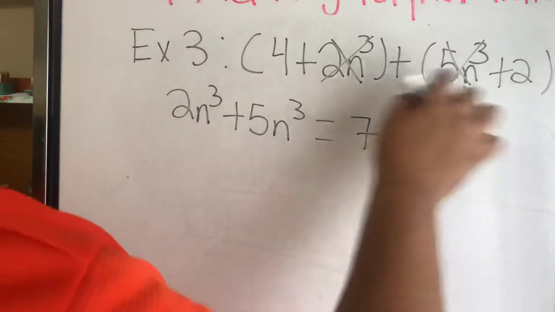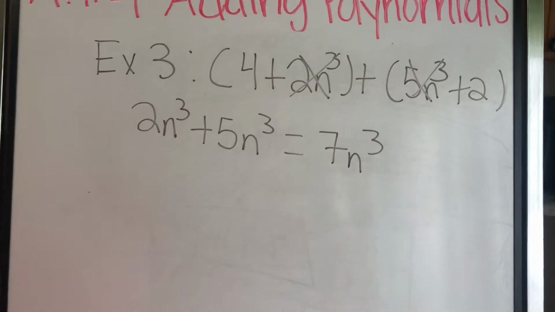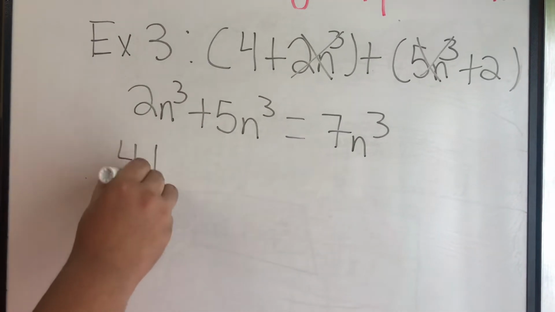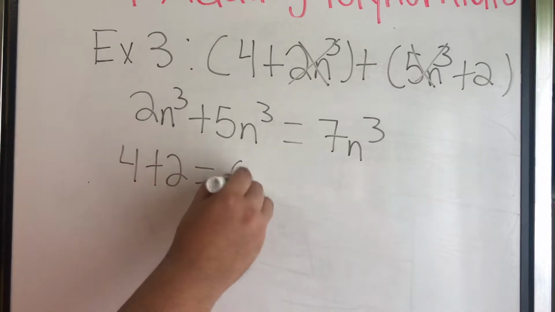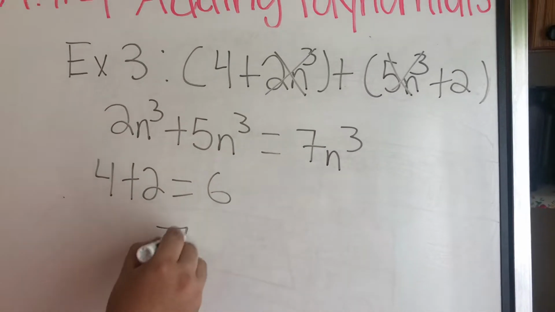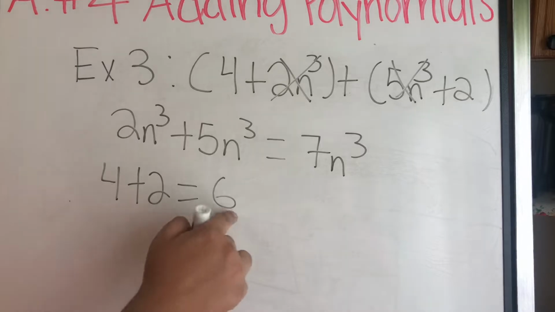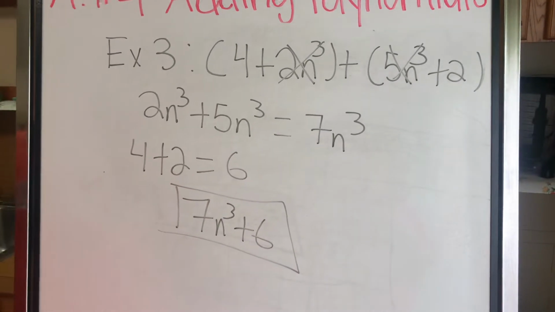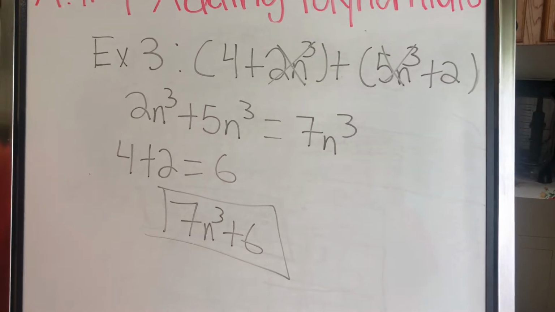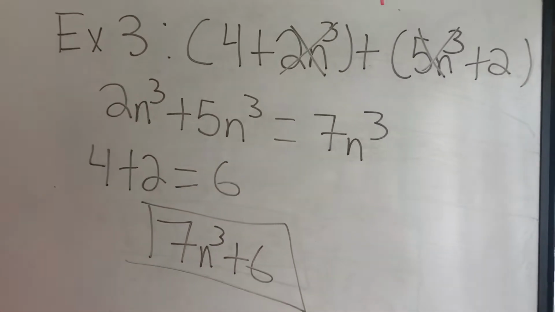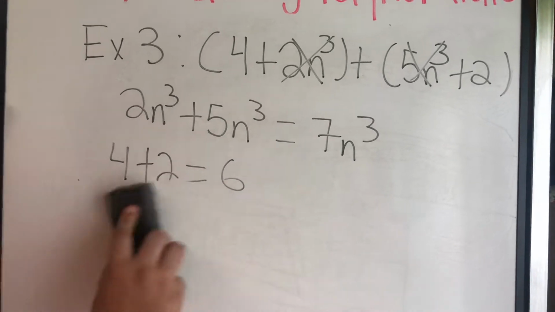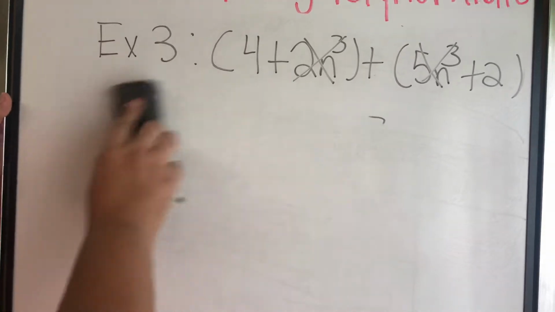And if we notice, none of those have exponents, so they're just regular integers, right? So 4 plus 2 gives me 6. We combine our answer. 7n to the power 3. The 6 is positive, so plus 6. Complete. Now let's jump into example problem number 4. Number 4 is a very interesting one that you're going to see shortly.